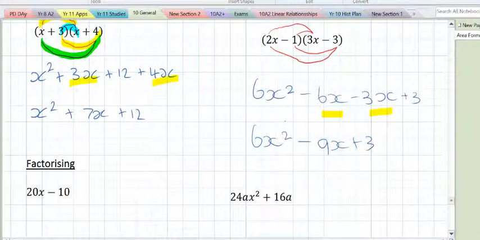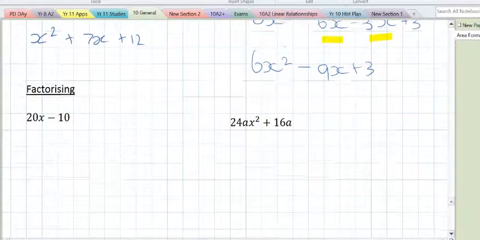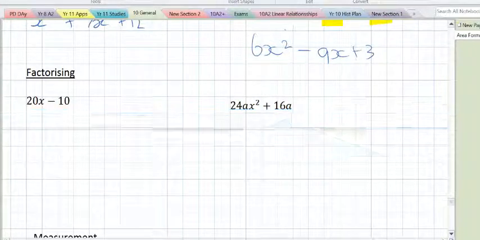Alright. For those of you who are looking at the factorizing ones, how could you start doing it? 20x minus 10. What do we do? 20 is 2 times 10, and it's taking away 10. You're on the right track. Remember the highest common factor thing? The number which can fit into both the numbers. Yes, well done.